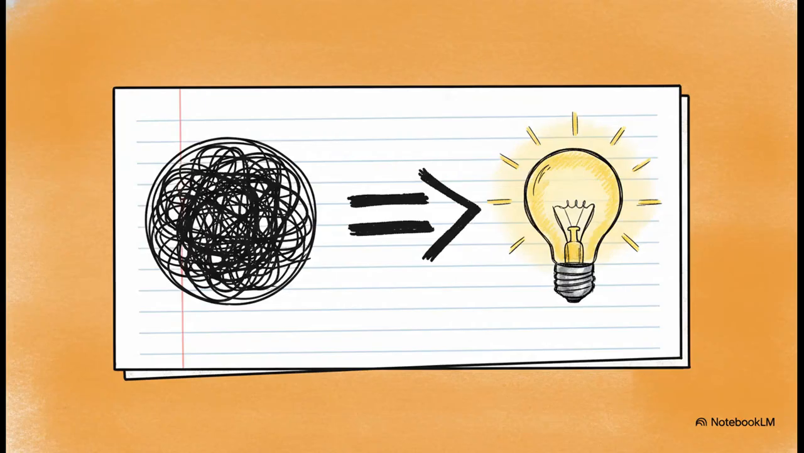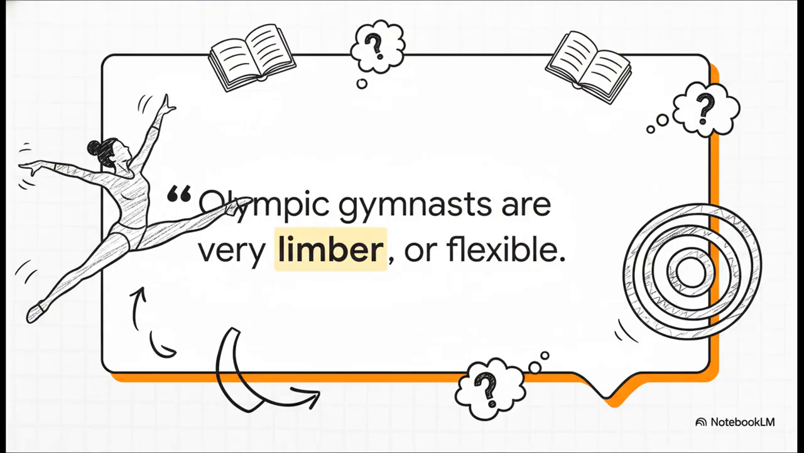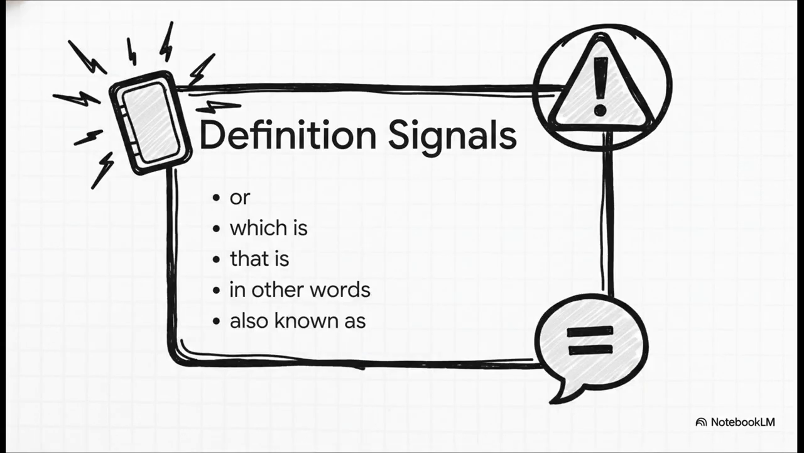First up, we've got maybe the easiest one to spot, the definition clue. This is awesome because the author just straight up tells you what the word means, right there in the same sentence. No mystery at all. Check this out. It's a perfect example. You see the word limber, and maybe you're not sure what that is, but boom, right after it, you get or flexible. The author just hands you the answer. It's fantastic. So you're going to want to keep your eyes peeled for these signal words. When you see phrases like or, that is, or in other words, think of them like a giant neon sign flashing definition up ahead.